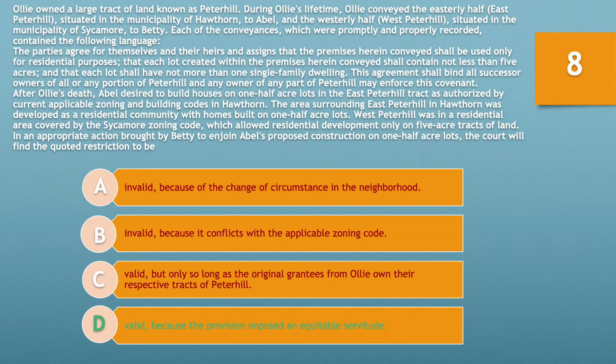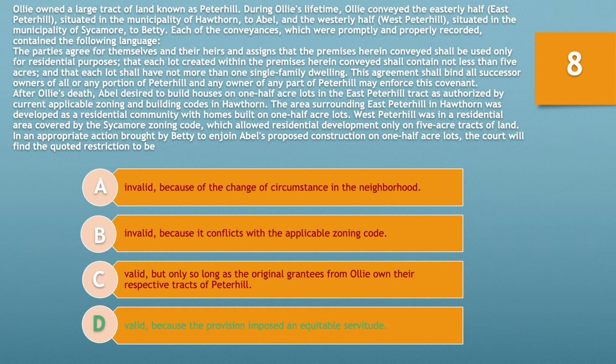Betty, as owner of West Peter Hill, could enforce the 5 acre provision of the equitable servitude. As such, the court will and should find the quoted restriction to be valid because the provision imposed an equitable servitude. Now let's review the other 3 options and discuss why they may be invalid.